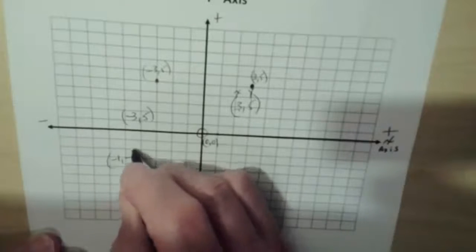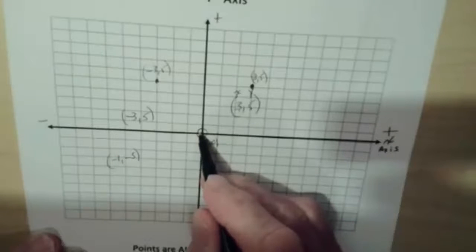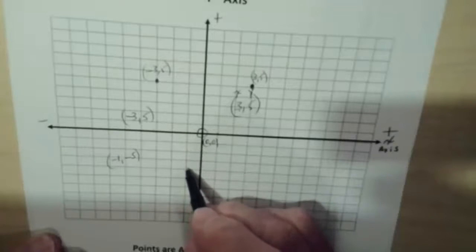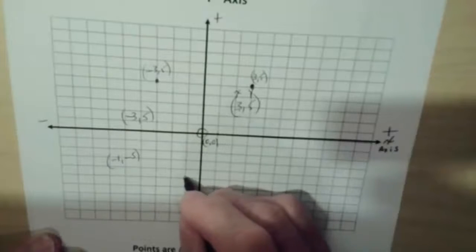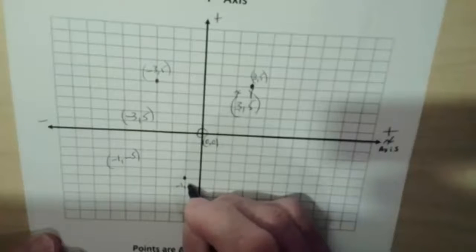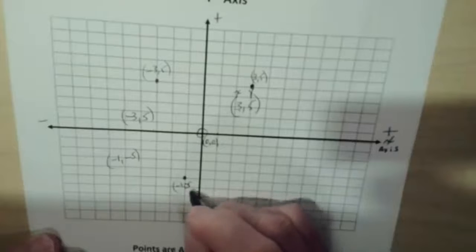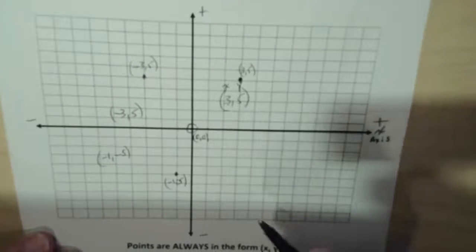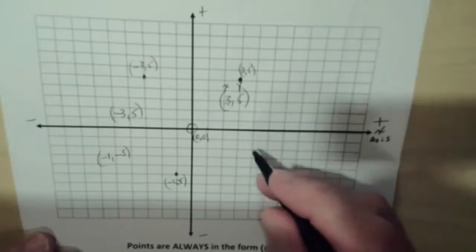And if we have (-1, -5), again we start here. -1 is here, and then -5: 1, 2, 3, 4, 5. That's (-1, -5). Okay, and again, this is about the most difficult, and it's not very hard.